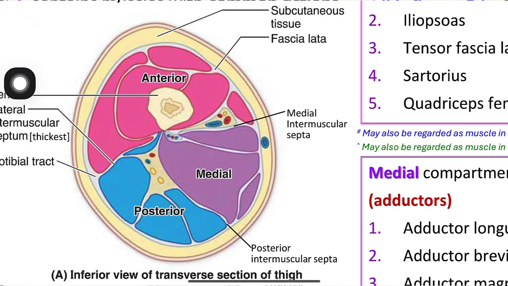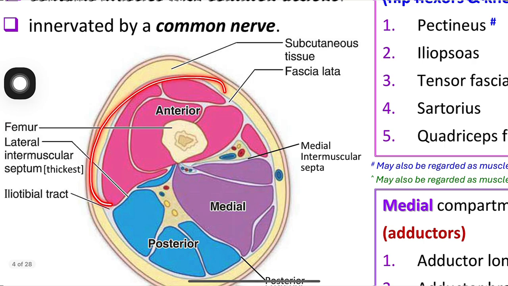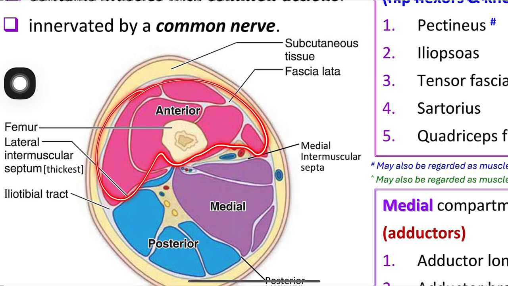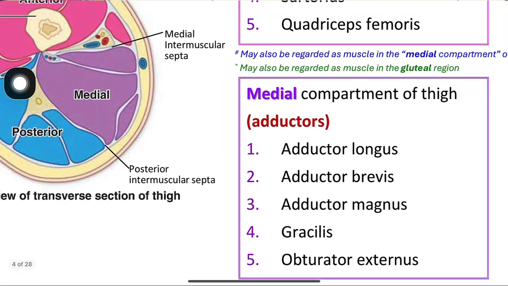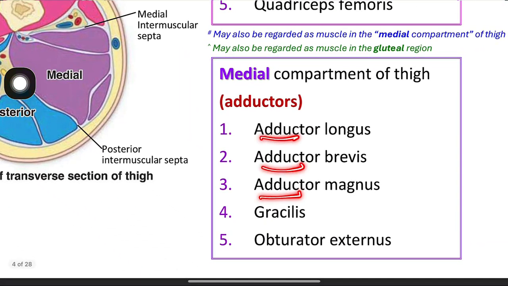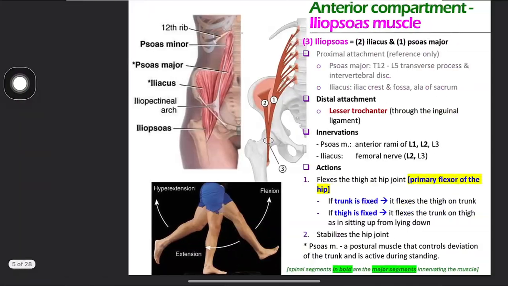So the nerve here for the anterior compartment, which is which nerve? Which nerve supply the anterior compartment here? Mainly, which is the femoral nerve, right? So what about the medial compartment? Take a look on the name. Adductor. There's no adductor nerve, but we do have obturator nerve. Okay. So let's take a look on the muscle one by one.